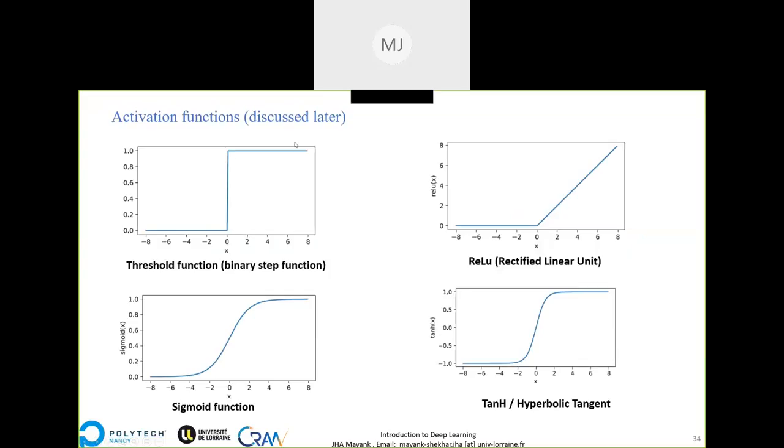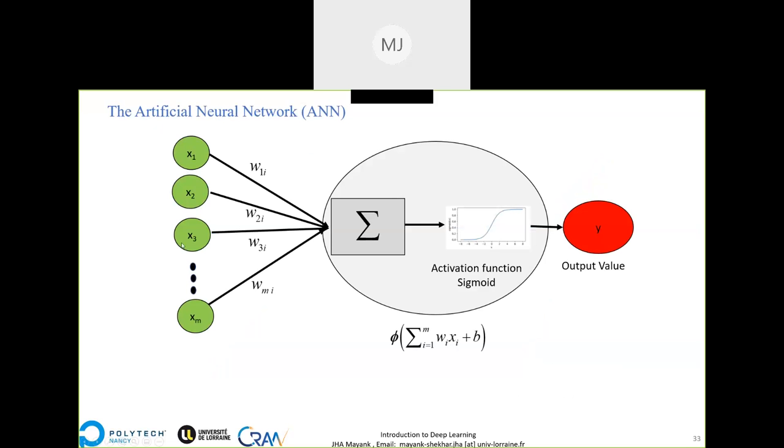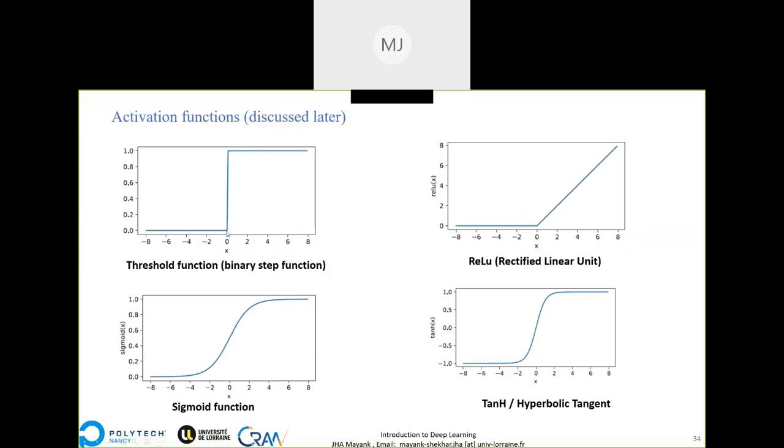So the function that you saw was a threshold function, a simple threshold function. It's a binary step function. Remember, x is the input. Take the summation and feed that summation in. So now I'm going to talk about the input of the activation function. If that input is less than 0, then the output is 0. And if the input is more than 0, then your output is 1.